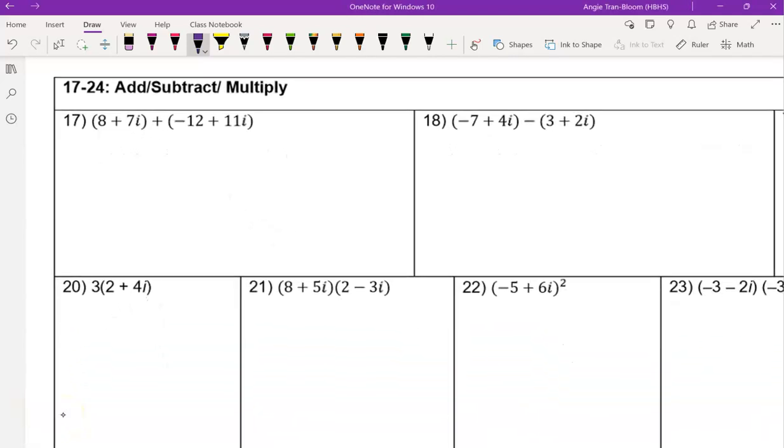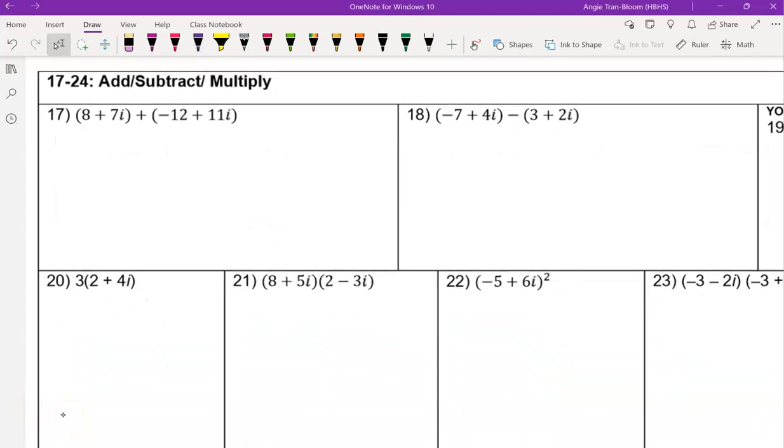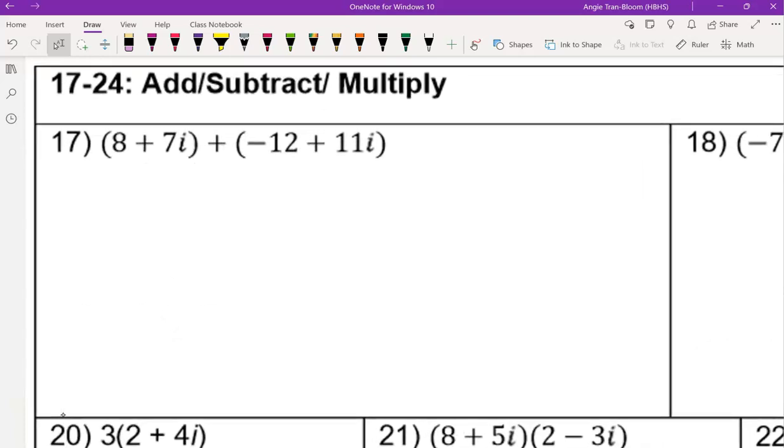All right, guys, so examples 17 to 24 says add, subtract, or multiply, okay? So when you guys are adding or subtracting or multiplying, think of it as just a regular polynomial. So the quantity of 8 plus 7i plus negative 12 plus 11i, because this is an addition of two polynomials, in this case they're really binomials, we can just get rid of the parentheses, okay, since it is an addition.